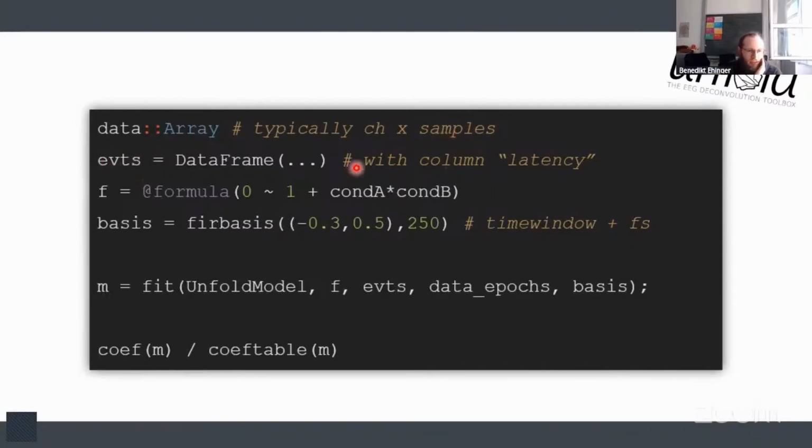Importantly, we need this column latency. We need to know when an event is happening in your continuous data. The latency is always in samples, like in EEGLAB. We still need a formula, and we can define different formulas for different events. We can even define different time windows for events. You will also learn that, but let's not jump ahead. Now we also need to tell Unfold what kind of basis to use. Most users will just use the FIR basis. You need to provide it a time window.